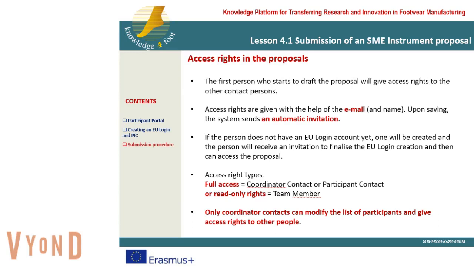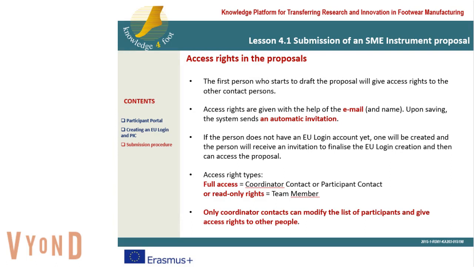Access rights in the proposals. The first person who starts to draft the proposal will give access rights to the other contact persons. Access rights are given with the help of the email and name. Upon saving, the system sends an automatic invitation. If the person does not have an EU login account yet, one will be created and the person will receive an invitation to finalize the EU login creation and then can access the proposal. Access right types: full access equals coordinator contact or participant contact, or read-only rights equals team member. Only coordinator contacts can modify the list of participants and give access rights to other people.